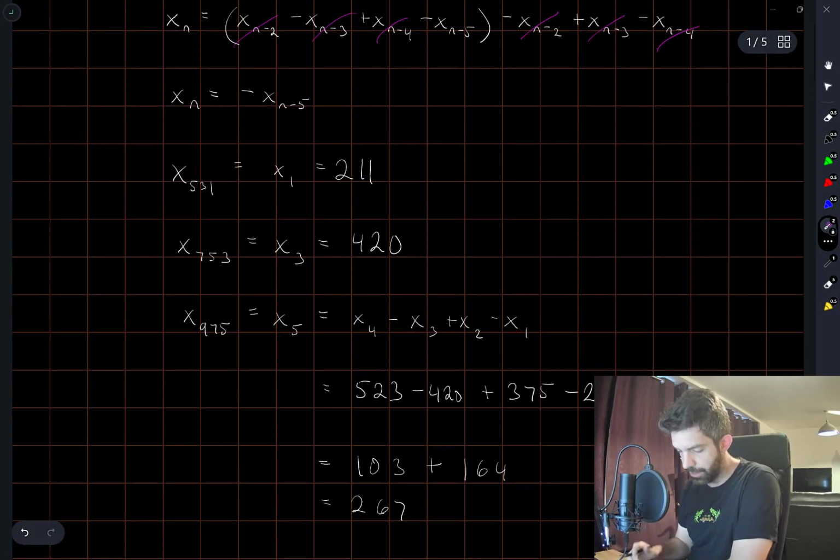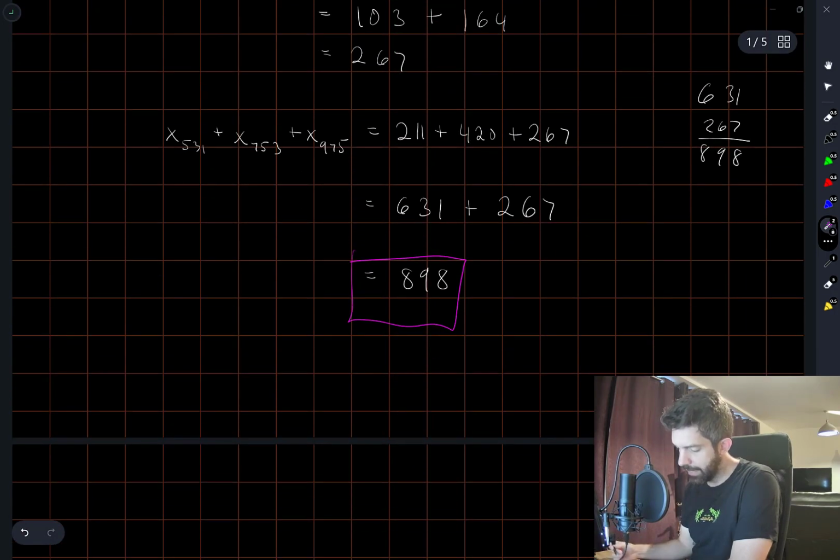And even that sign change didn't really end up mattering at all because I have to subtract a multiple of 5 from this an even number of times to get down to 1. Same thing with 753 to get down to 3, and 975 to get down to 5. If we were asked, for example, for x536, well, x536 would be negative 211, and that comes from this. So 898, I'm fairly confident with.